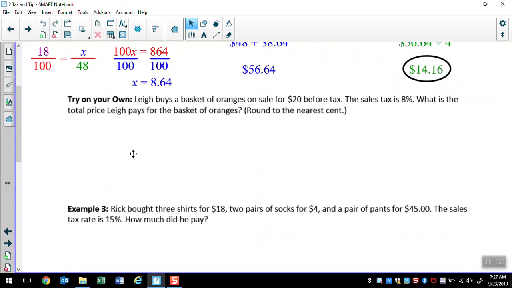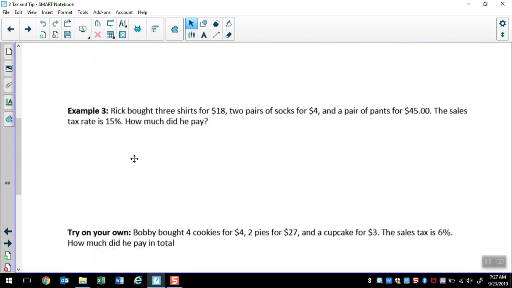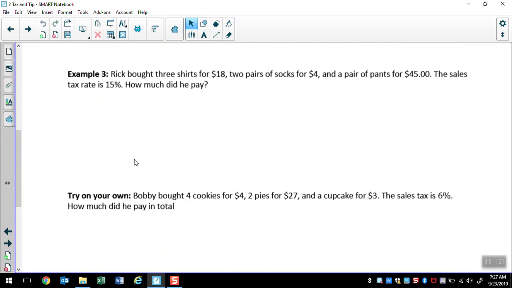Okay, let's take a look at example 3. Rick bought 3 shirts for $18, 2 pairs of socks for $4, and a pair of pants for $45. The sales tax rate is 15%. How much did he pay? So they want to know how much did he pay.